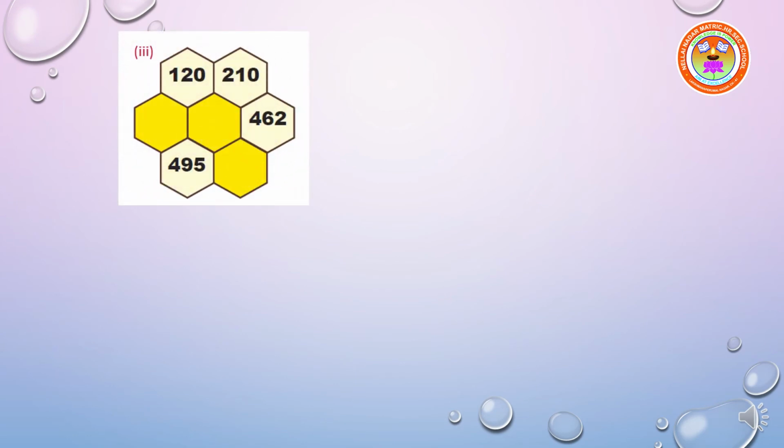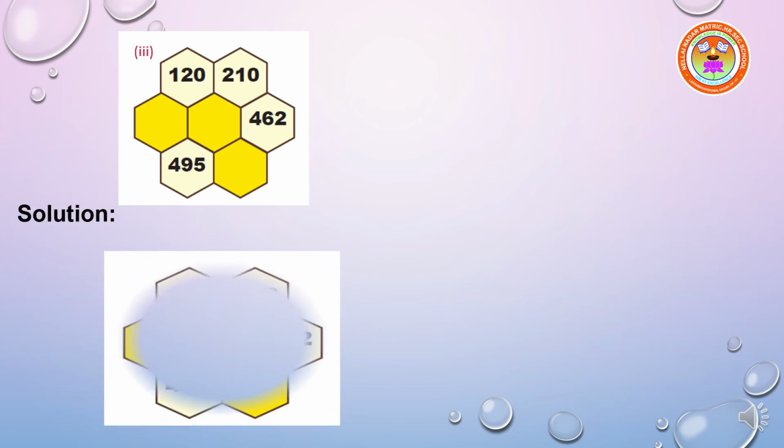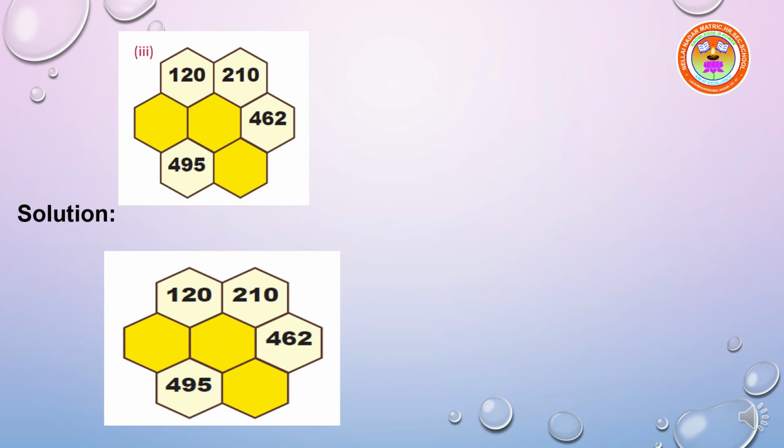Now, the third subdivision. Here you have to find 3 missing boxes. For this solution, first we are going to take 120 and 210. Adding that, we get 330. Now the next box is got by subtracting 330 from 495. So it will be 165. Now we are going to add 330 and 462, so the value is 792.